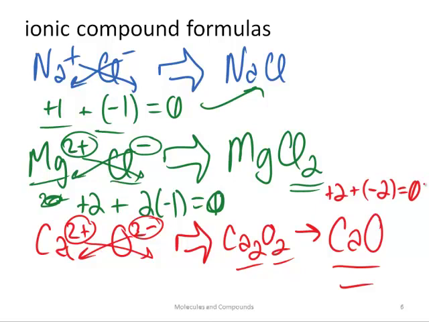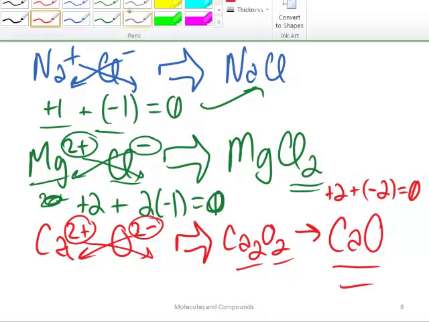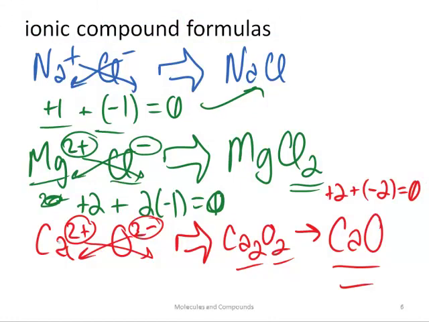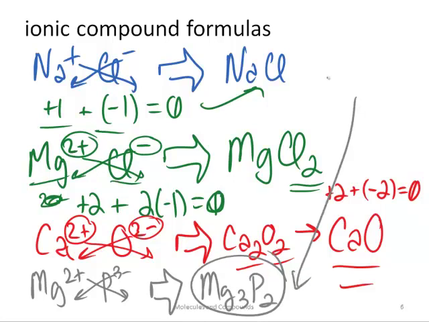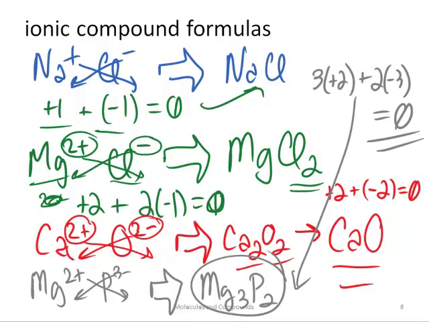So 2 plus a -2 equals 0. Okay, if we have enough room, let's try one more. Let's do magnesium phosphide. We know magnesium's 2+, and phosphide is a 3-. So we're going to switch that here, and that's going to give us Mg3P2. And we can check that math with a 3 times a +2 is +6, plus 2 times a -3 is -6, so that's going to equal 0. So we know we have the correct formula for this compound.